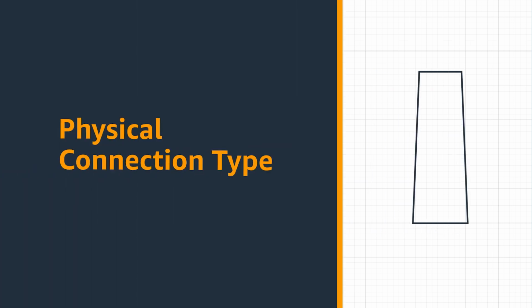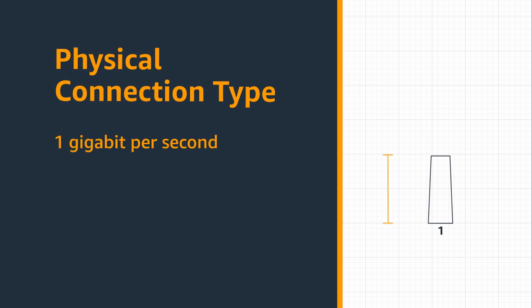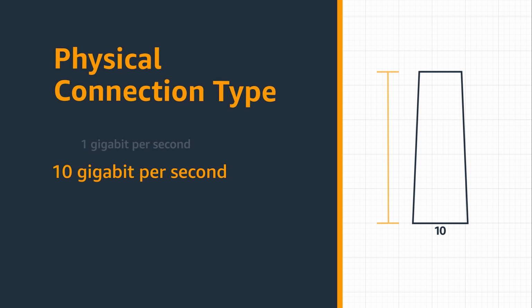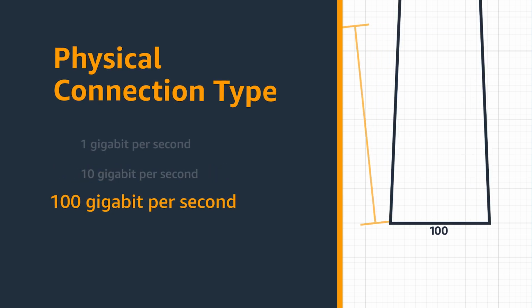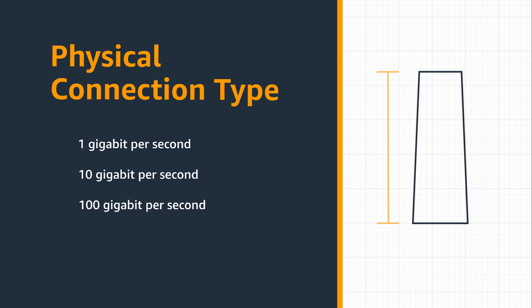Because Direct Connect relies on a physical connection to your AWS environment, you will need to choose the bandwidth you want that connection to support. AWS supports three types of Ethernet connections: 1 gigabit per second, 10 gigabits per second, and 100 gigabits per second. Regardless of the speed of your connection, they must all be single-mode fiber. You must disable auto-negotiation and configure your port speed and full duplex mode.